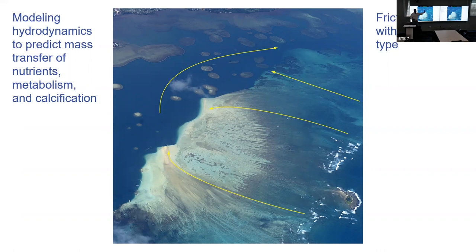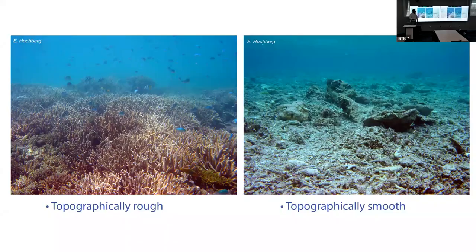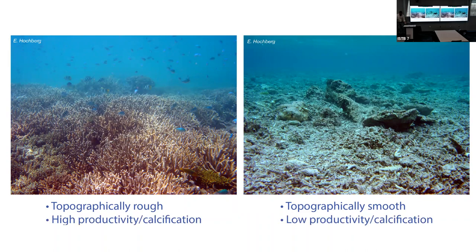I came in, said, well, can we put relative numbers on the different areas of the reef? So here we go. This is topographically rough, higher friction, smooth, lower friction, right? It turns out these areas are generally higher productivity and calcification. These are lower productivity and calcification because of the different kinds of communities, right? They correlate.